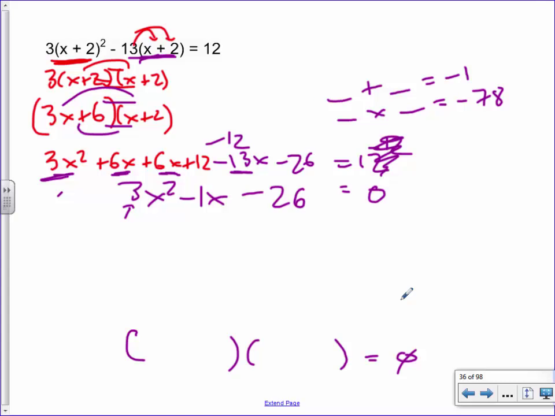Anybody find anything? $78 divides by... Yeah. So this is actually the scenario that I was hinting towards earlier. Sometimes things can't be factored.